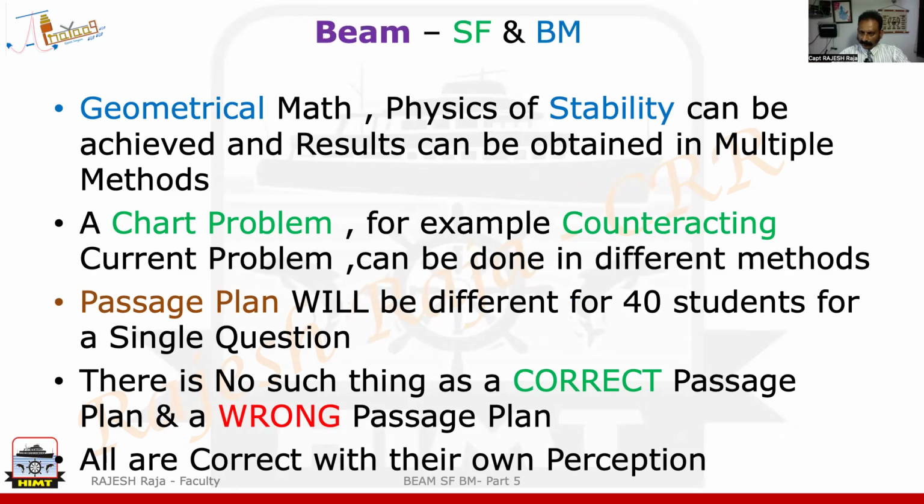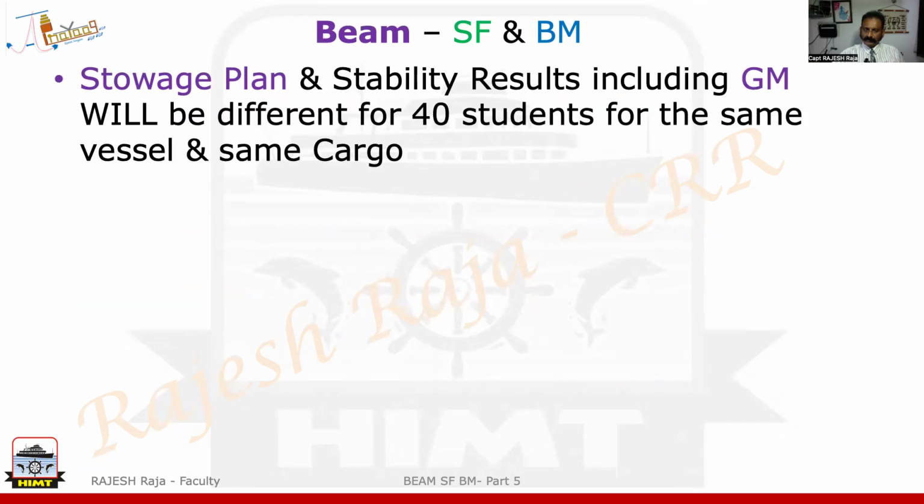For me, all the 40 passage plans, even though the departure and destination was exactly the same, the chart was same, that means all of you are correct. It is your own perception whether your passage plan was slightly better than the other, but actually all of them are right. If I give you similar cargo and a similar ship and I ask all of you to load, do you think your storage plan and the final GM will be same? Answer is no.